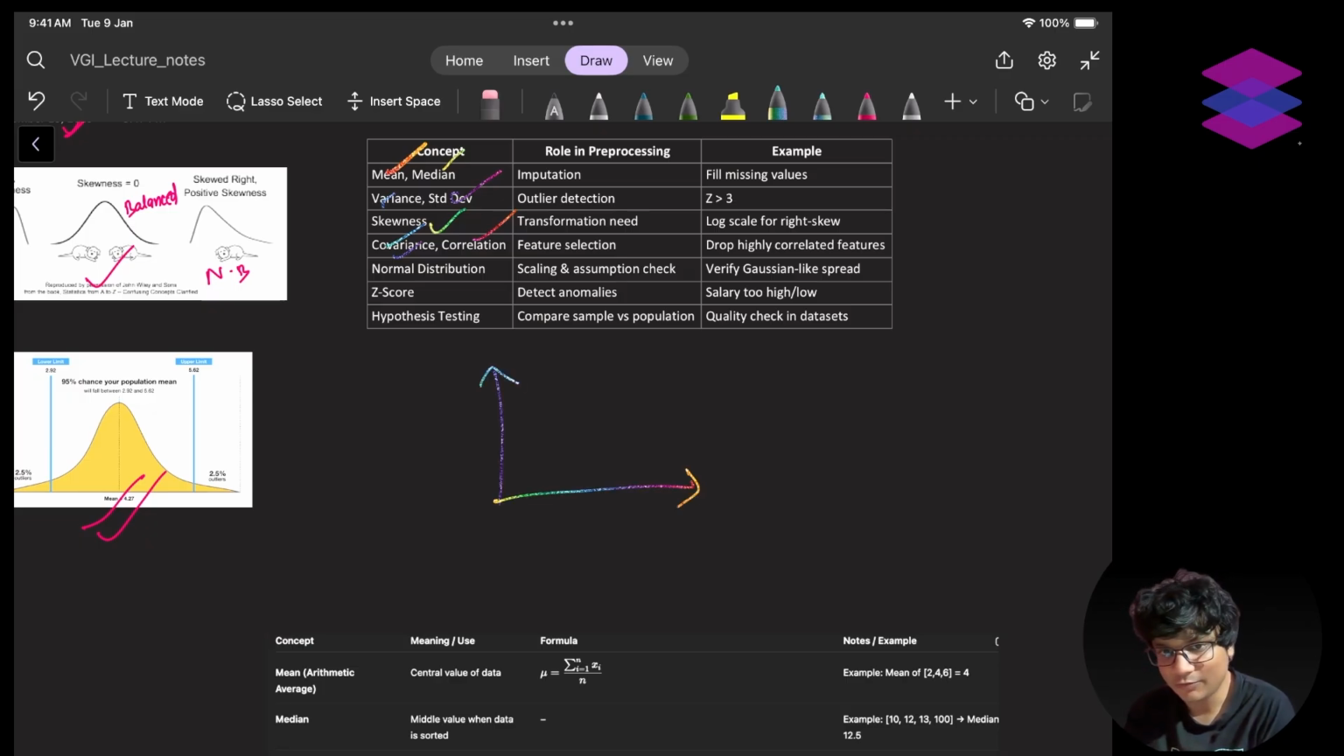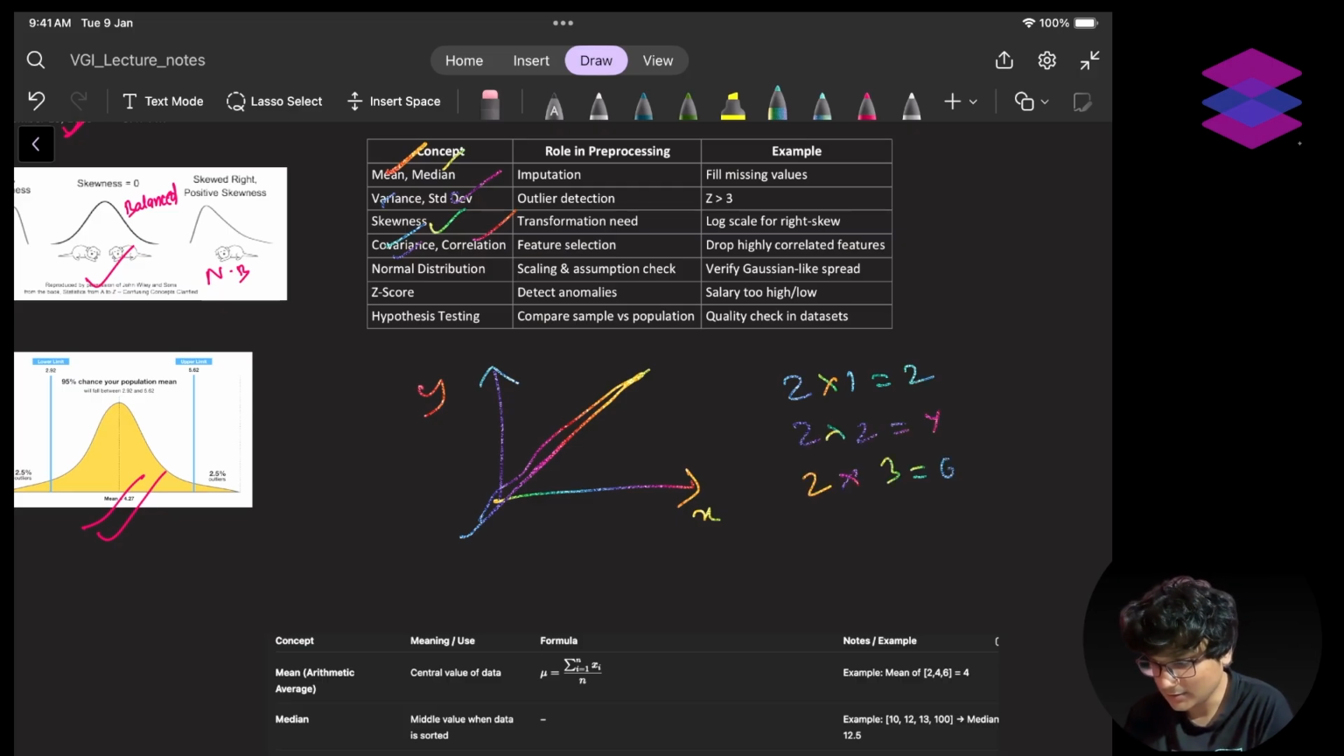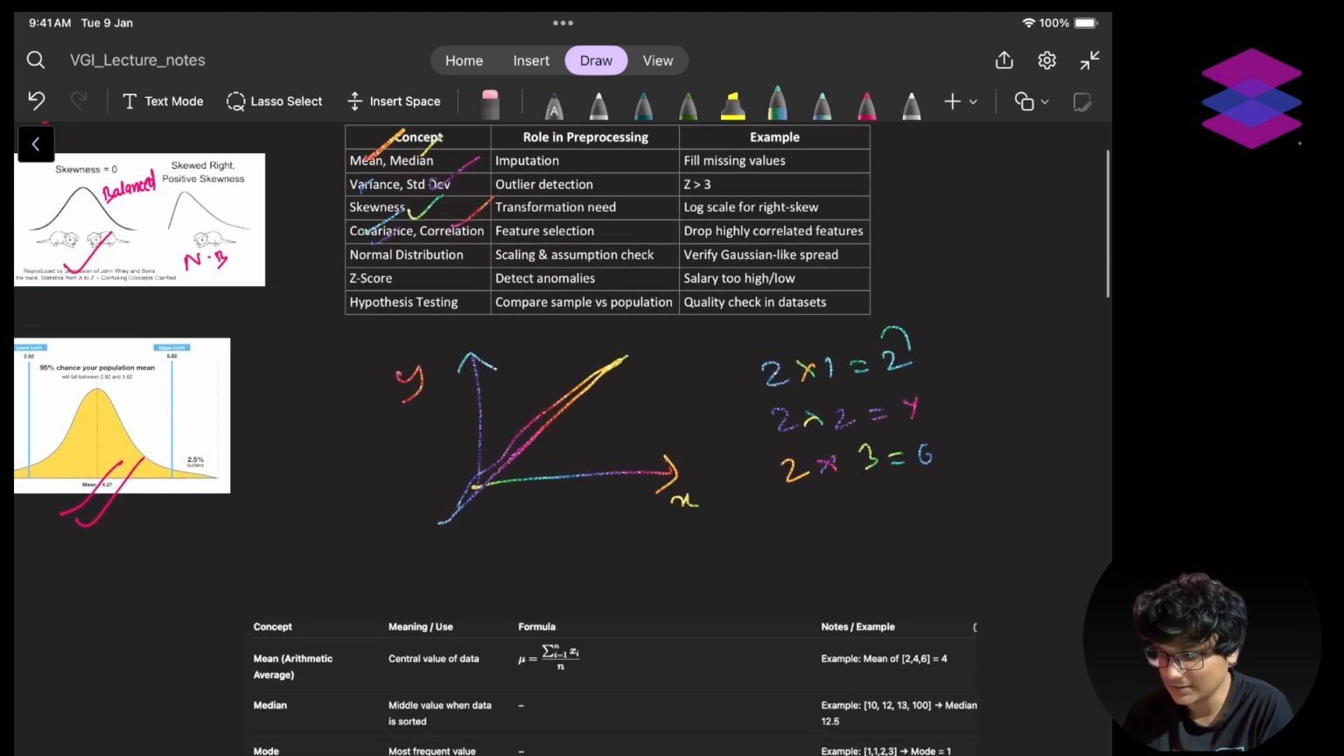suppose the table of two, okay. So like the y-axis and then the x-axis, okay. These are basically correlated, right, because 2 times 1 equals 2, 2 times 2 equals 4, 2 times 3 equals 6, right. So these things are correlated. You want to find out the correlation factor, okay, and this is basically the covariance, right.